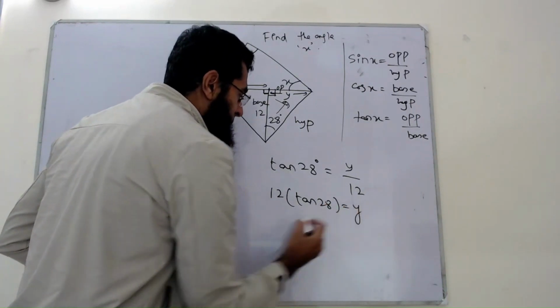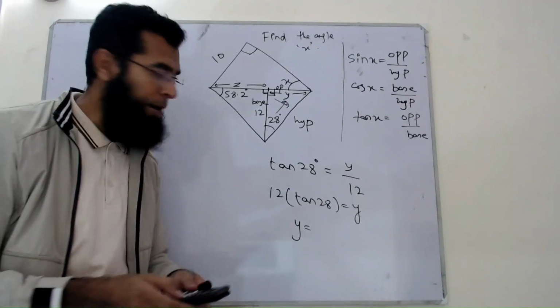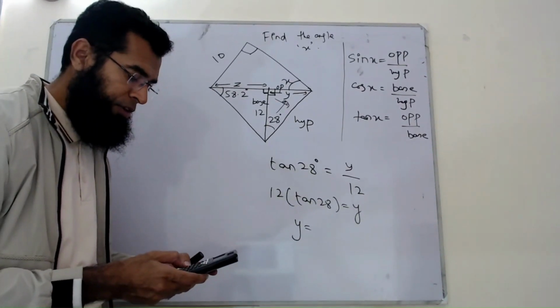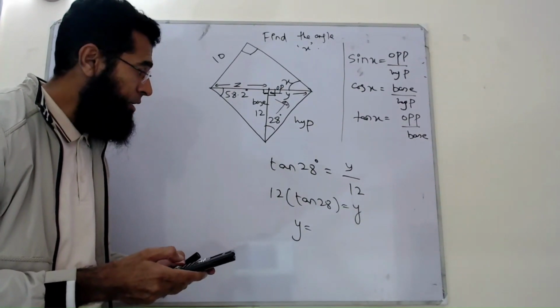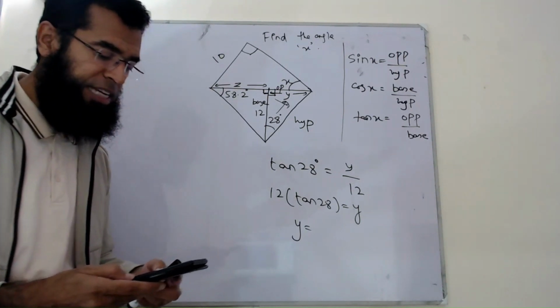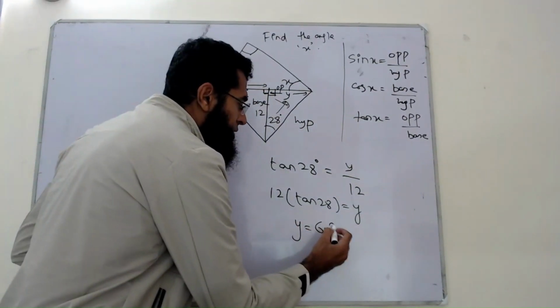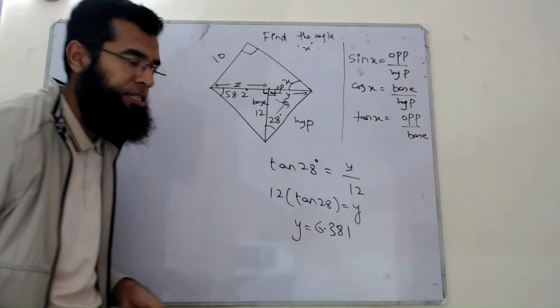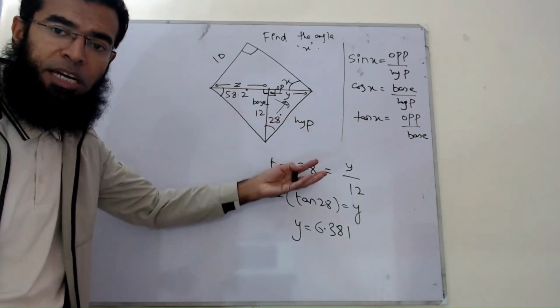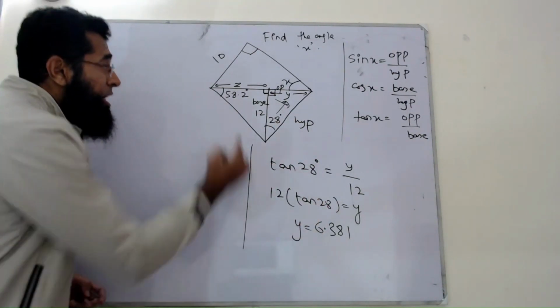Now you have y. Pick up your calculator and simply type 12 multiplied by tan of 28, bracket close, and beta, you get 6.381. That is 6.381 to 3 decimal places, because we have to use this value ahead, so to maintain accuracy we will take 3 decimal places. Right.